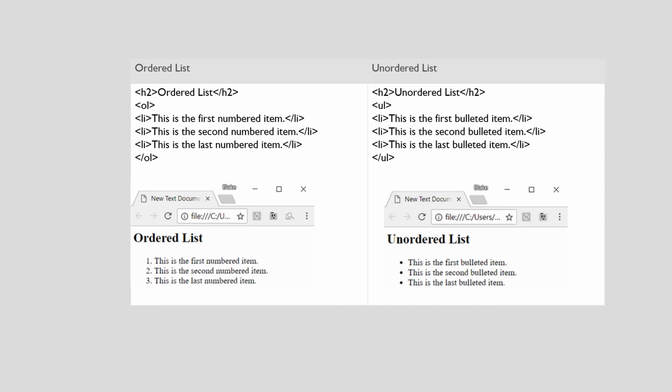Okay, on the left is an ordered list, and over here on the right is an unordered list. Ordered means that it's numbered, unordered means that it's bulleted. All right, that's going to do it for this lesson.